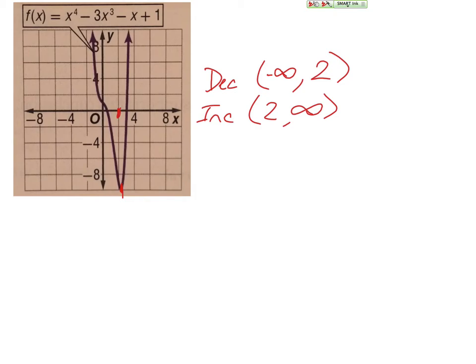Yes? Do you always use parentheses? Good question. Whenever you're dealing with increasing, decreasing, or constant intervals, you always use parentheses. Excellent question. All right, next one.